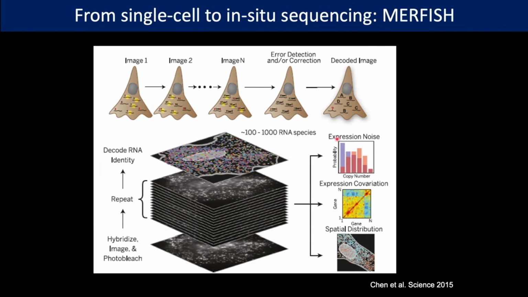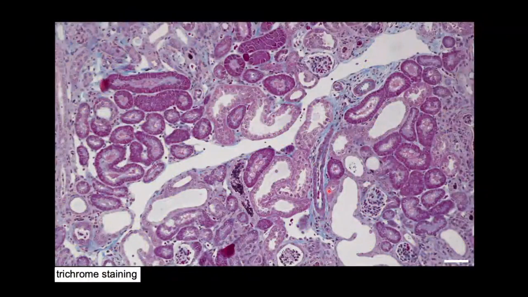This data then allows you to look for basically expression of transcripts and also expression noise. Right, we can look at expression covariation within our data. We can localize transcripts in different subcellular domains of cells and study their spatial distribution. And why is this important?